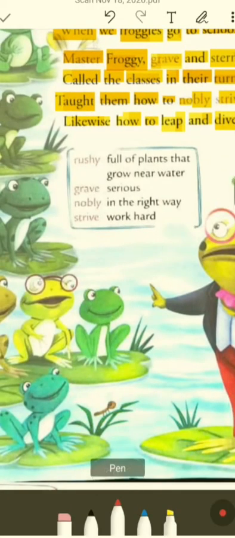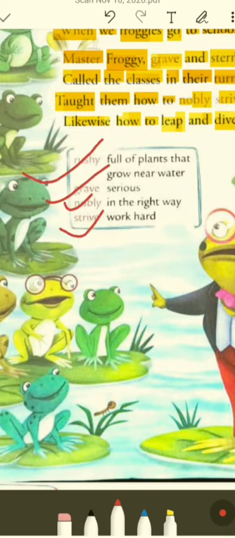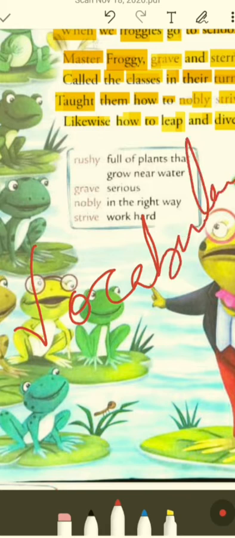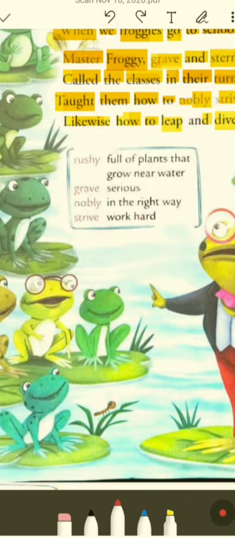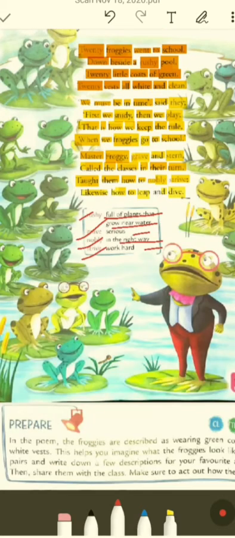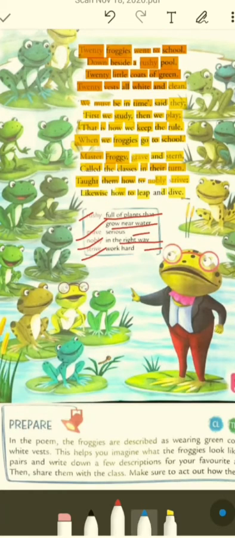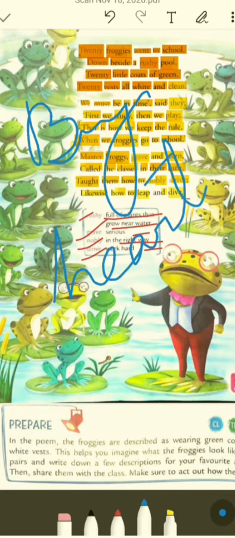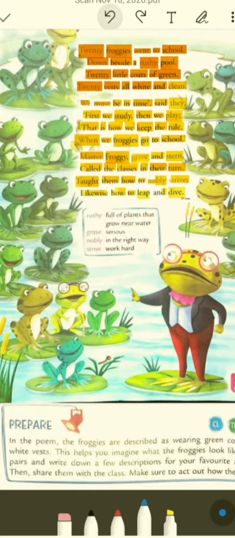Now we have learned some new words. I want you to learn the meaning of these words by heart by writing them in your notebook. This will be a form of dictation, for enhancement of your vocabulary. Vocabulary means what? Learning new words in English and using them in the form of sentences in order to learn English effectively. Okay. So rushy means full of plants that grow near water. Grave here means serious, nobly, in the right way, strive, to work hard. Okay. So the poem is clear. I want you to learn this poem by heart by next class. And when we have a Google Meet session, I will ask you. Okay.